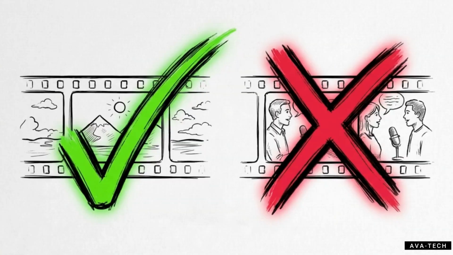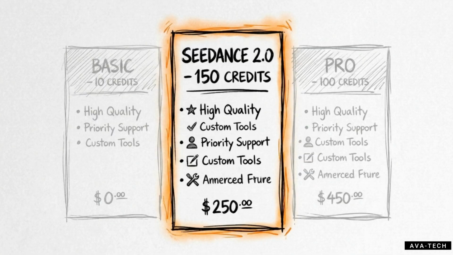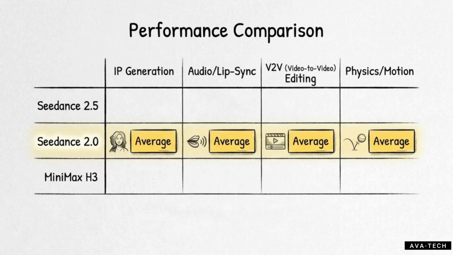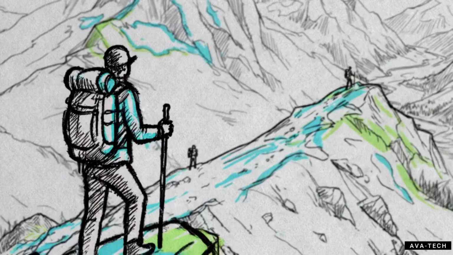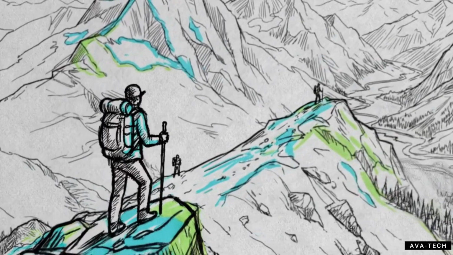MiniMax H3 is a strong choice for budget B-roll and IP-based content, but it isn't currently viable for dialogue-heavy scenes or professional post-production. Seedance 2.0 sits in the middle of the price range at 150 credits per 15 seconds. As the data indicates, Seedance 2.0 is a consistent middle ground performer. It avoids the catastrophic failures of budget models, but lacks the high-end precision of the 2.5 version. It is particularly effective for standard text-to-video prompts.